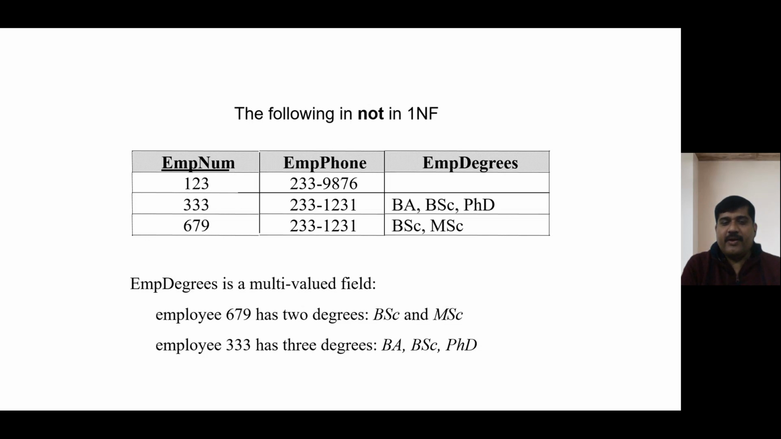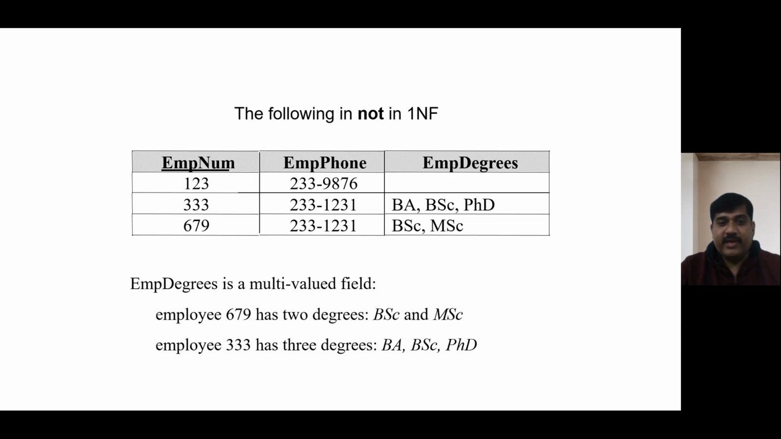Okay, but this table is not in the first normal form. According to the definition of first normal form, a table is said to be in first normal form if each column has single valued and atomic values. Here, this is not atomic, this is not single valued, it is multi-valued.